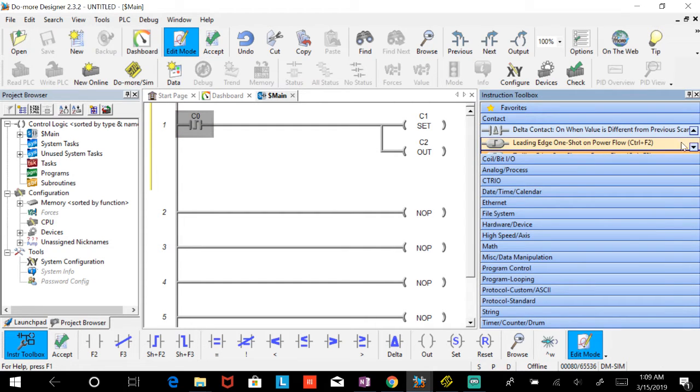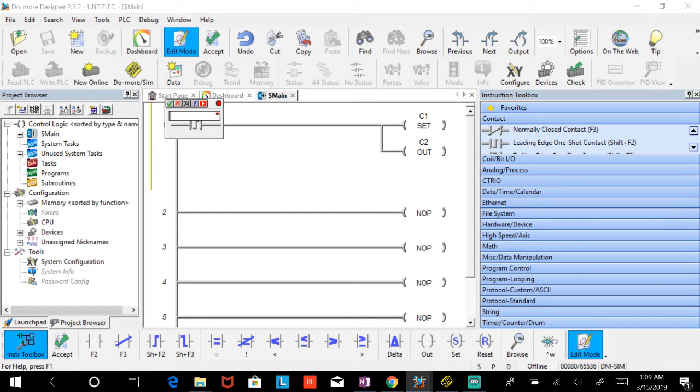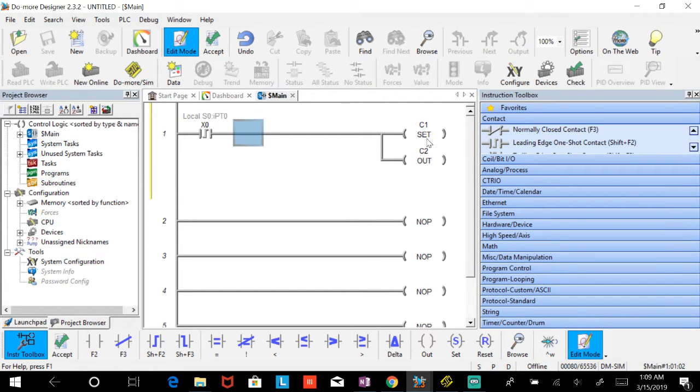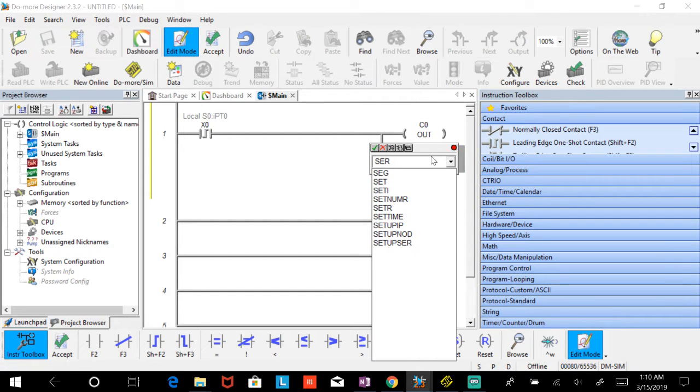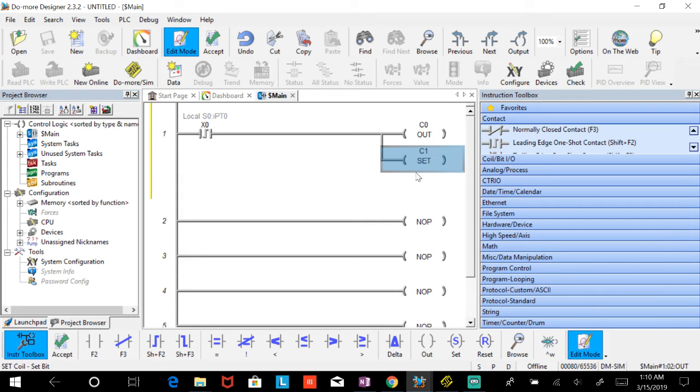Actually, leading edge. Let me see. Leading edge one-shot contact, actually. That's the one. Leading edge one-shot contact. That's the one we'll be using for now. We're going to use X0 over here. We're going to use the output instruction here for C0. We're going to use a set instruction here for C1. And we're going to use a Y0 instruction.